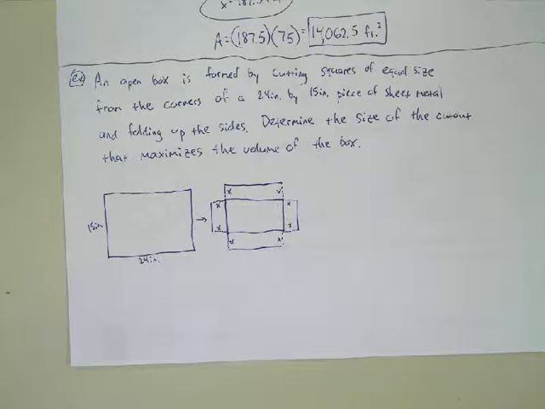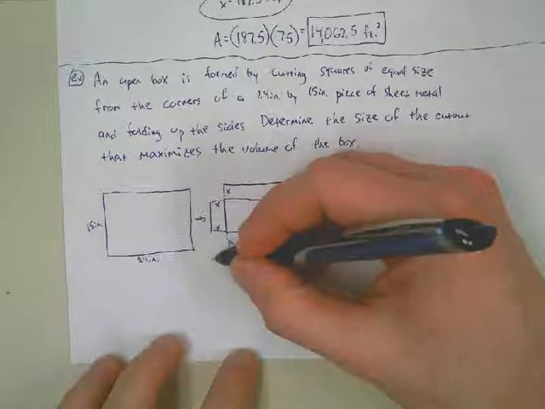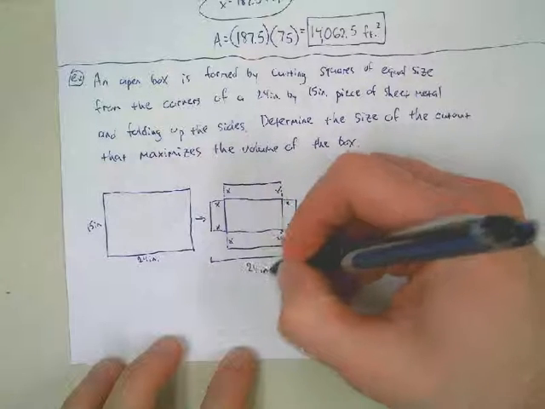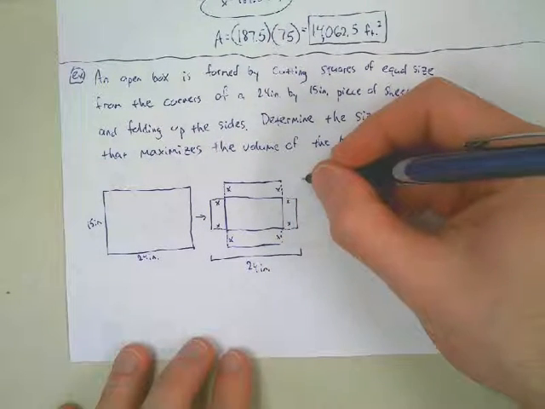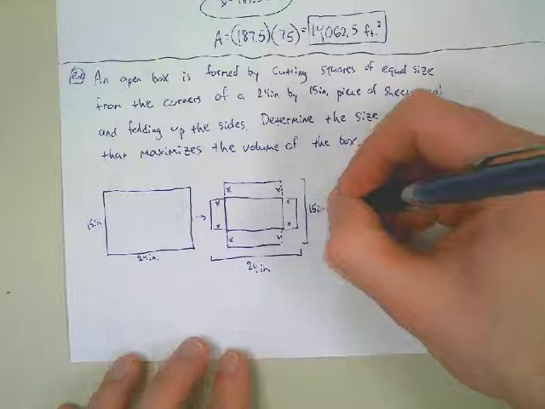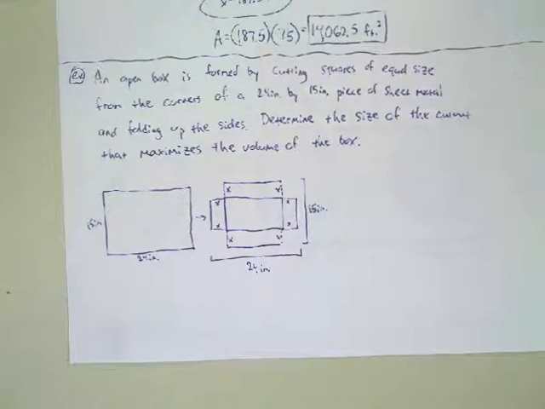Remember though, the original size of this piece of sheet metal was 24 inches along the bottom here, right? And 15 inches for the top. Okay? So there's our setup. Some of these, that's like half the battle right there, is just making sure you get it set up correctly. All right.